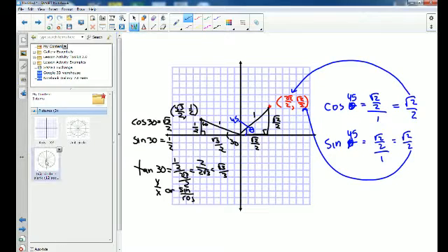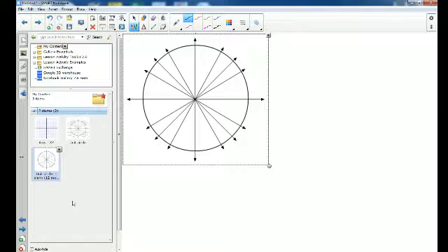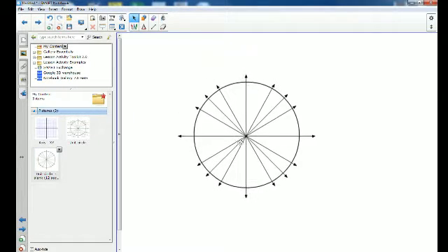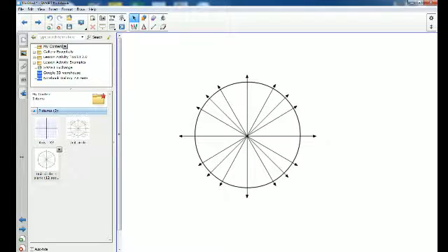So let's fill it in. I'm going to do a blank one. So here's the unit circle that you're going to have to use. And yeah, it looks like a lot of information, but there's some patterns here that make things really nice.